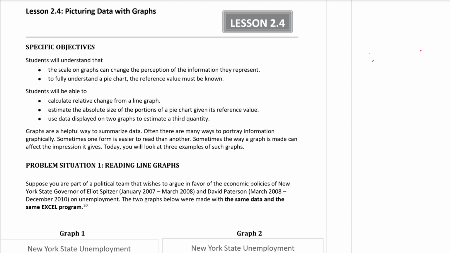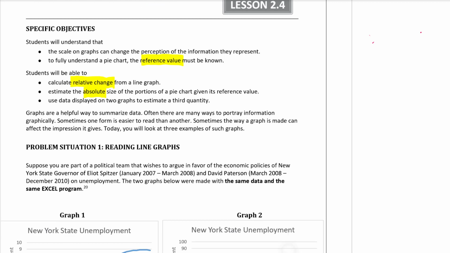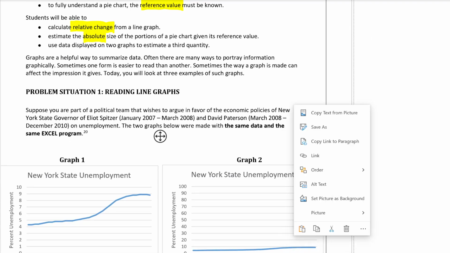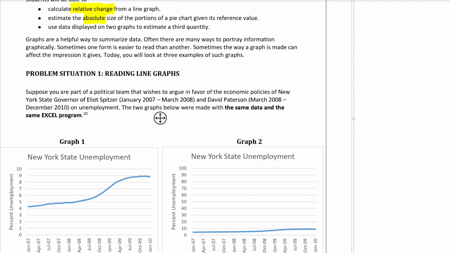Now, looking at these objectives, you probably already realize that we are going to be going over similar terms like relative change. We already discussed that. Talking about absolute and reference values. So all of these terms you have seen before. But what's new is that today we're going to be focusing on diagrams, and we're going to be interpreting these ideas through those graphs. So first we're going to take a look at the line graphs.